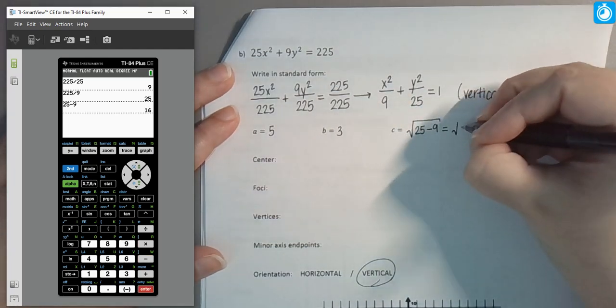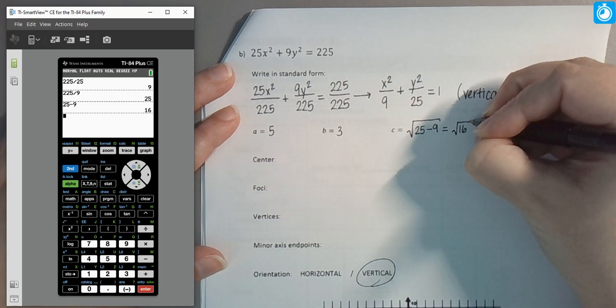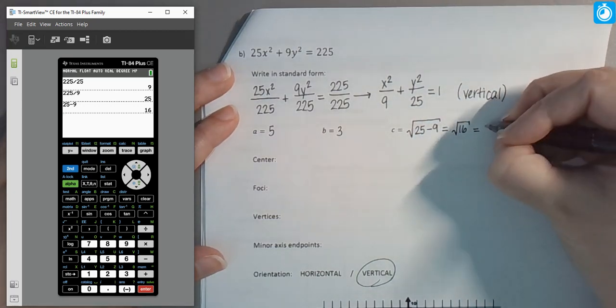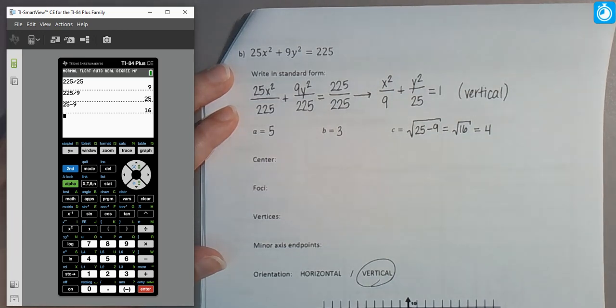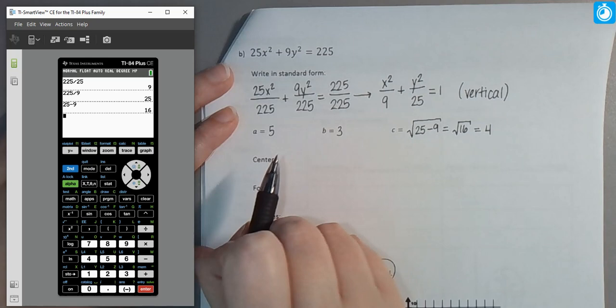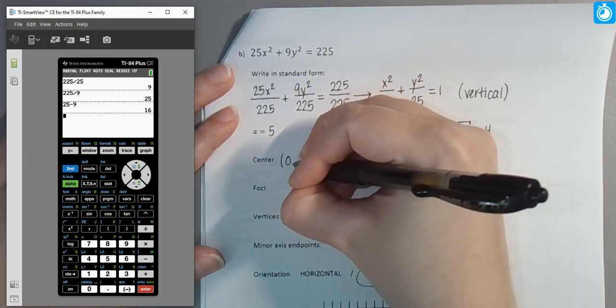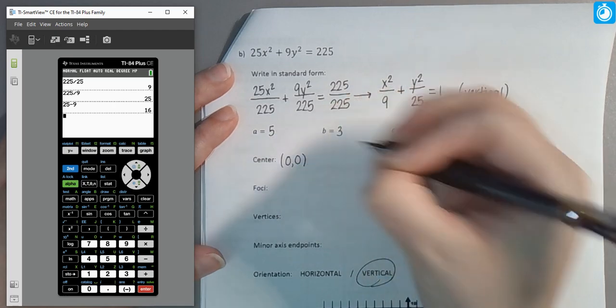So the square root of 16. Whereas with the last value of C, we ended up with an irrational number, here we have a number where we can actually take the square root, and we get that C is 4. So once we have A, B, and C, we have essentially everything we need to know in order to draw this ellipse. So our center is still the origin based on the structure of our equation.